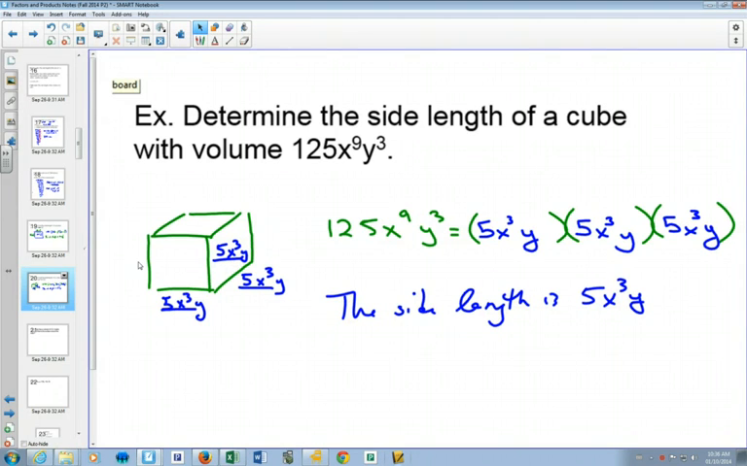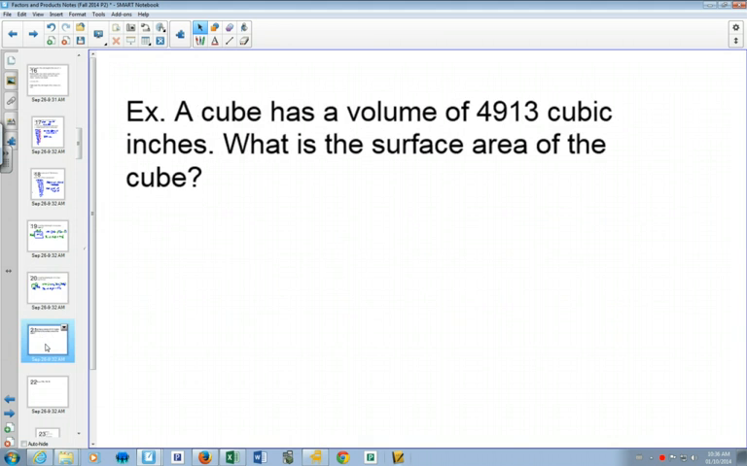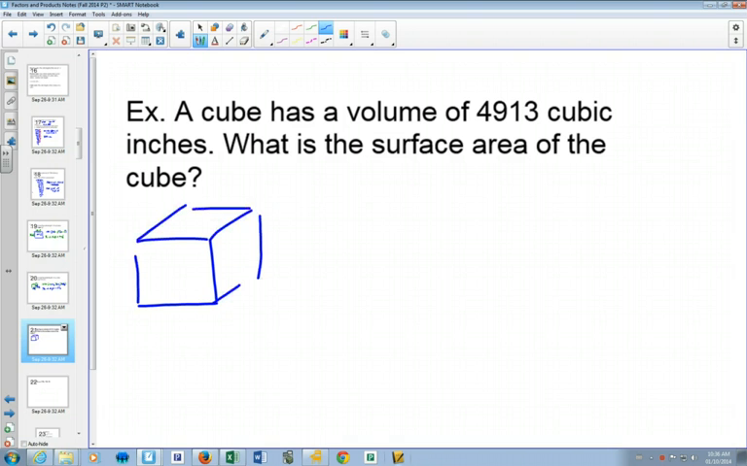The last question that we're going to do, we're going to use our calculator. We have a volume of a cube. It's 4913. We need to figure out what the surface area is. And I'll draw. Question is asking for the surface area. So let's just start off with the idea. What do I need for the surface area?